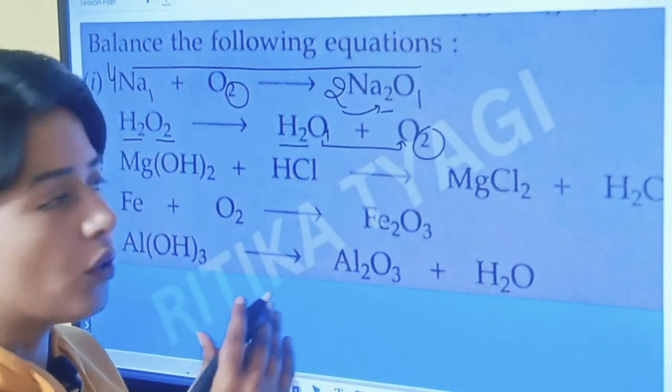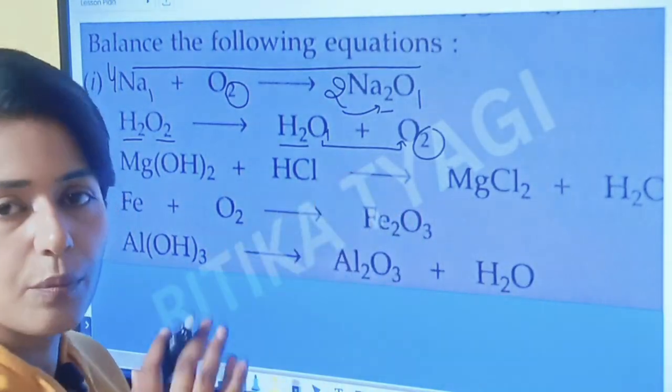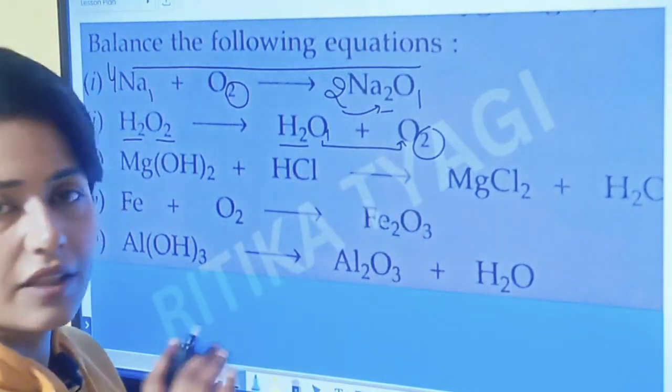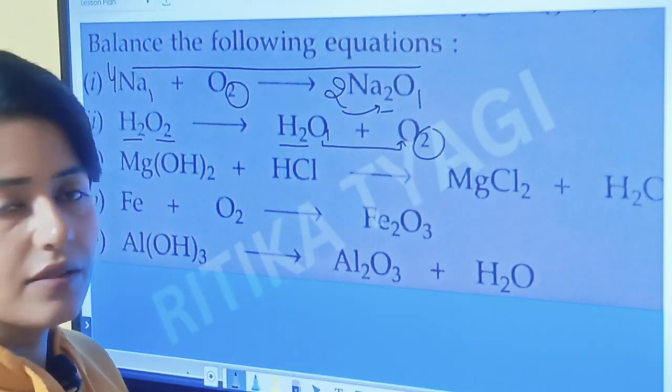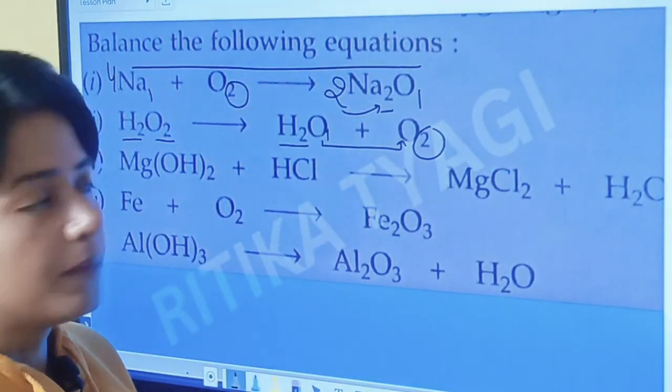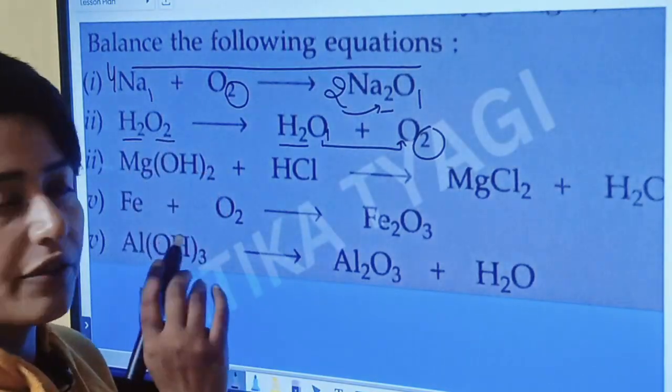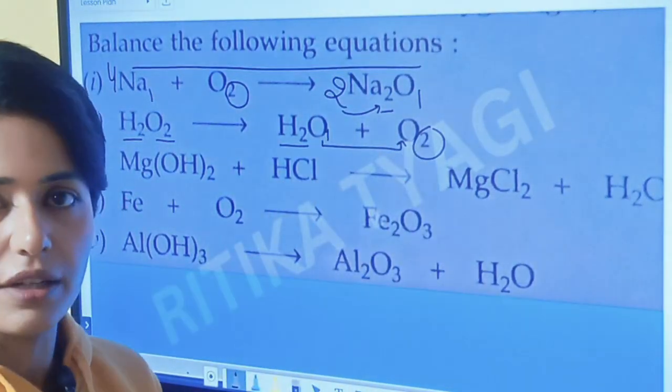So we have to add up all the oxygen atoms present on the product side. So we get 3 oxygen atoms on the product side. Now we have to balance this oxygen atom first. Here 2 is an even number and 3 is an odd number.